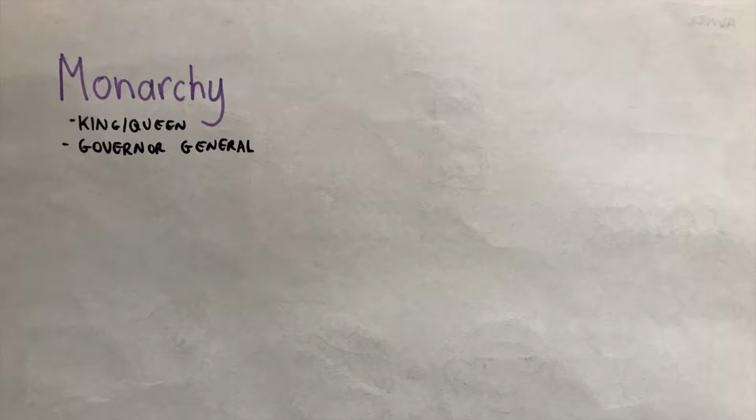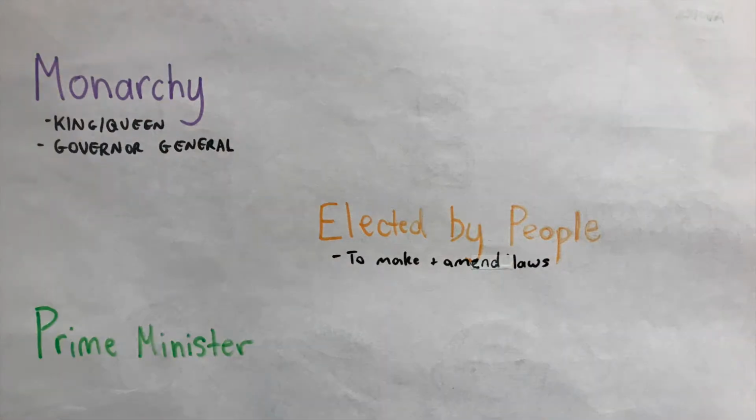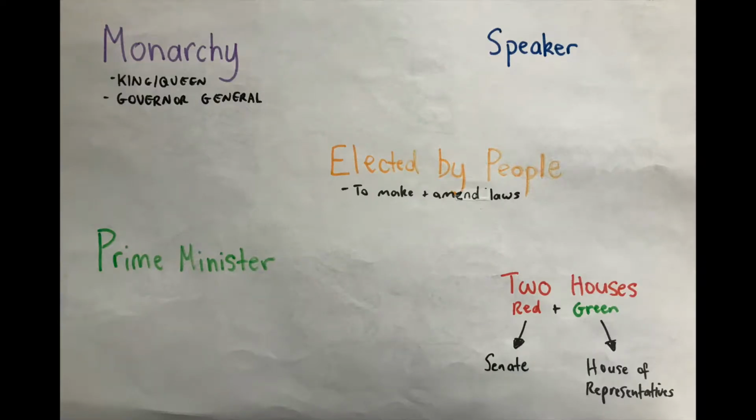Both systems form a parliament to represent the monarchy. In England, this is the king or queen, but in Australia we have a governor-general. Both parliaments are elected by the people to create laws and amend them. Leaders are called Prime Minister, they both have a speaker, and both parliaments have two houses, one red and one green. In Australia, the red house is called the Senate, and the green house is called the House of Representatives.